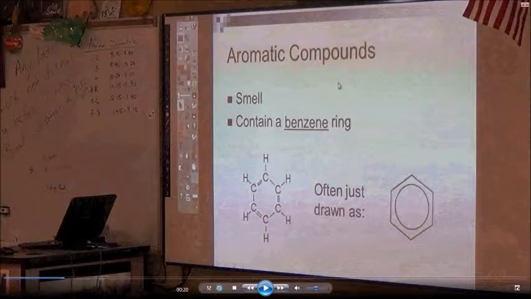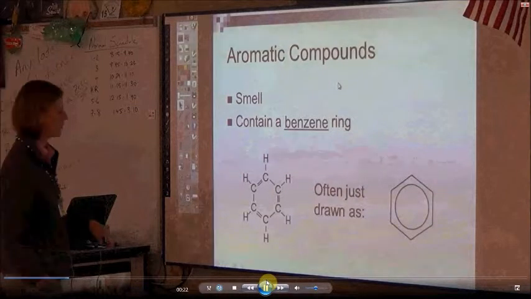Another topic in organic is aromatic compounds. Aromatic compounds, as we mentioned, sort of smell, sort of got the word aroma in there. They contain a benzene ring, which is this carbon and hydrogen structure where you have a double bond in between every other carbon. And it's often just drawn as this. I really won't ask you anything else other than knowing that aromatic compounds have a benzene ring. And of course they are organic.